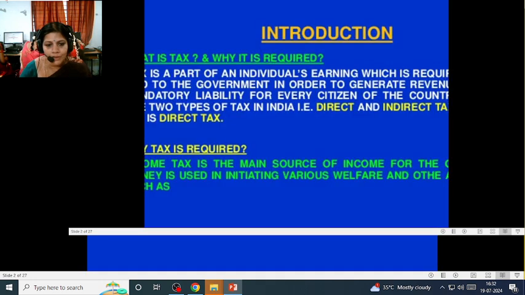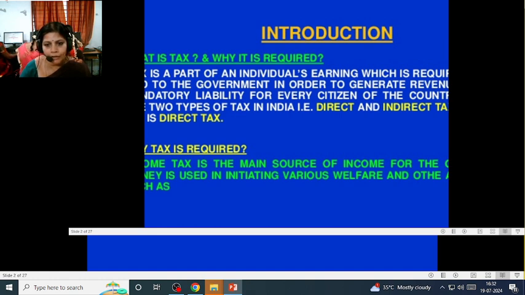Here we are going to see the introductory part of income tax. Income tax is governed by the Income Tax Act 1961. Every person in India who is liable to pay tax for the income earned in India. Before going to the concept of income tax, we must know what tax is and why it is required.